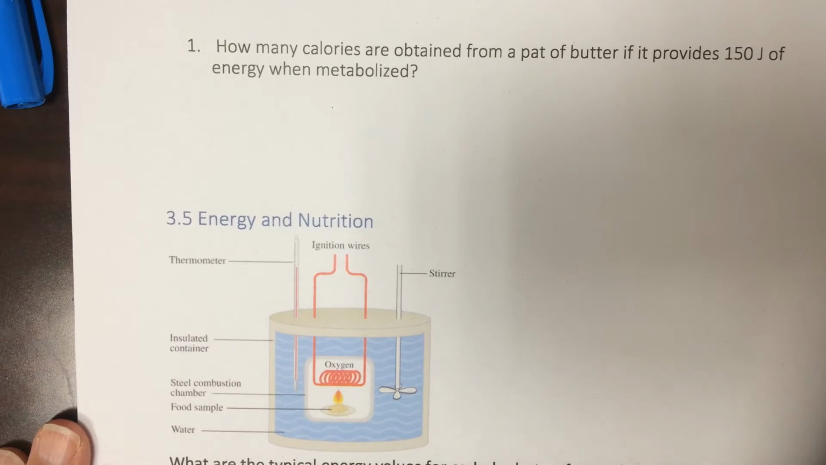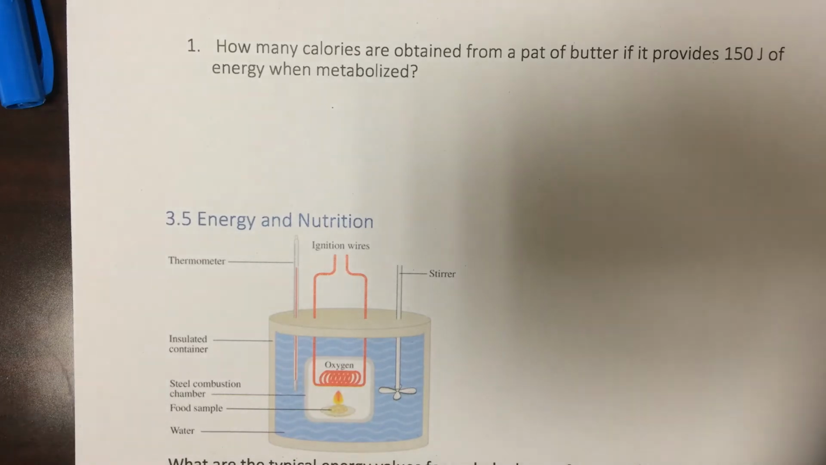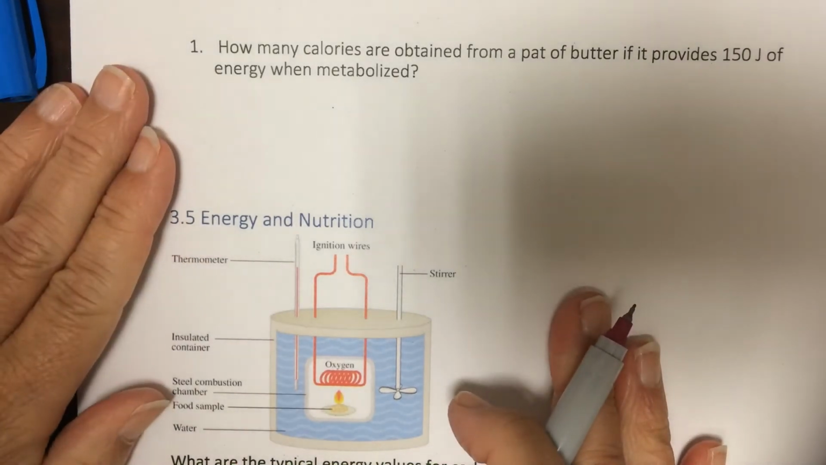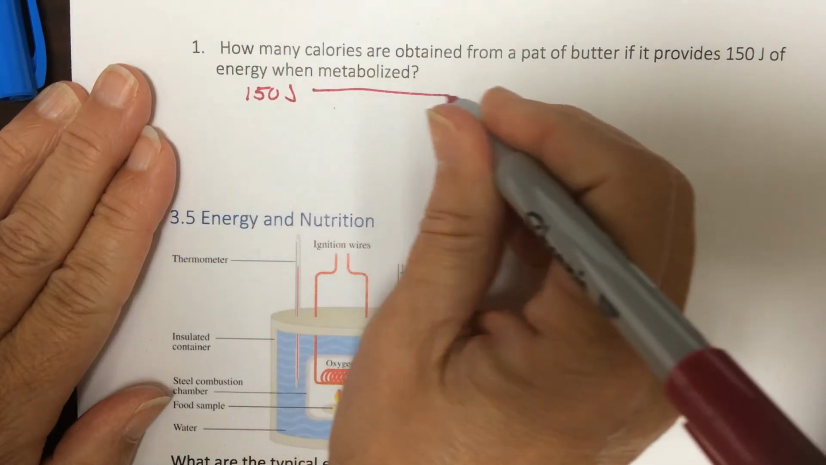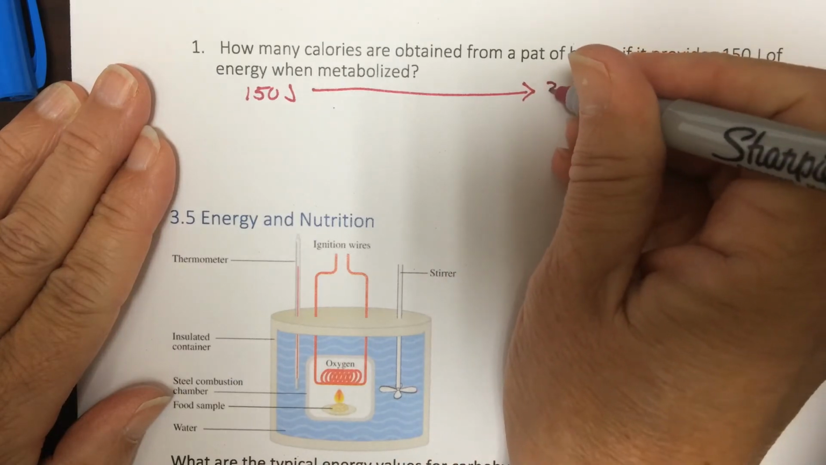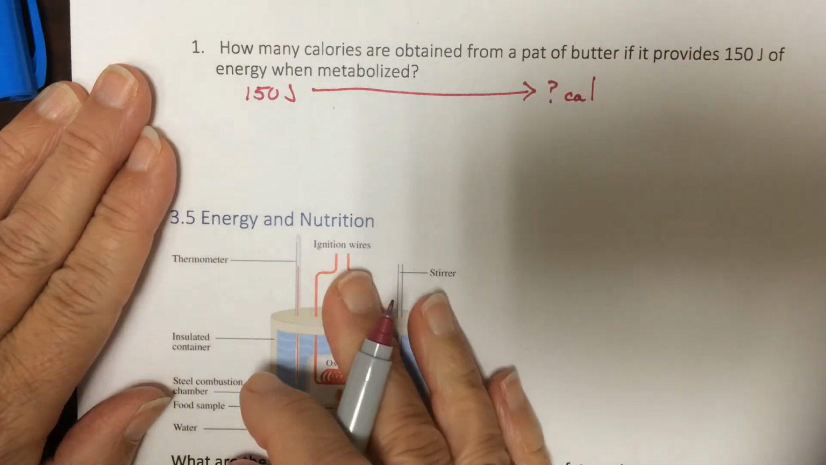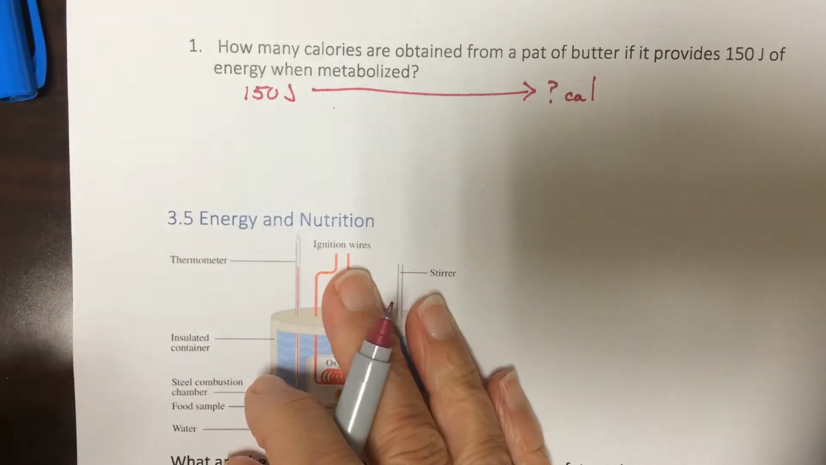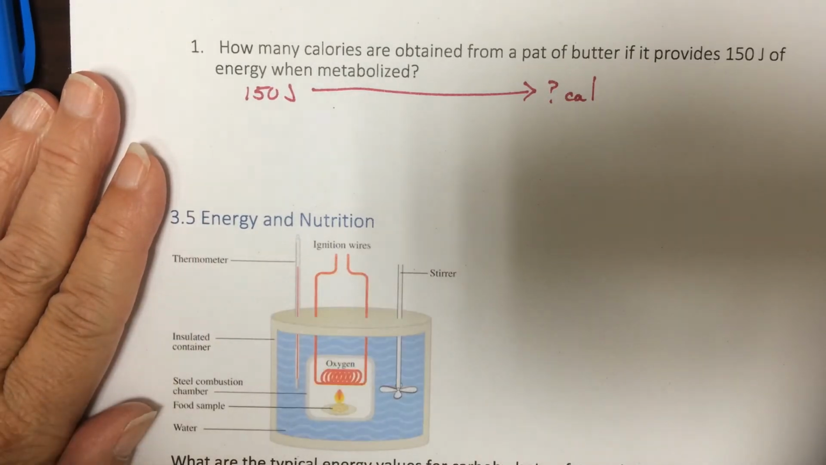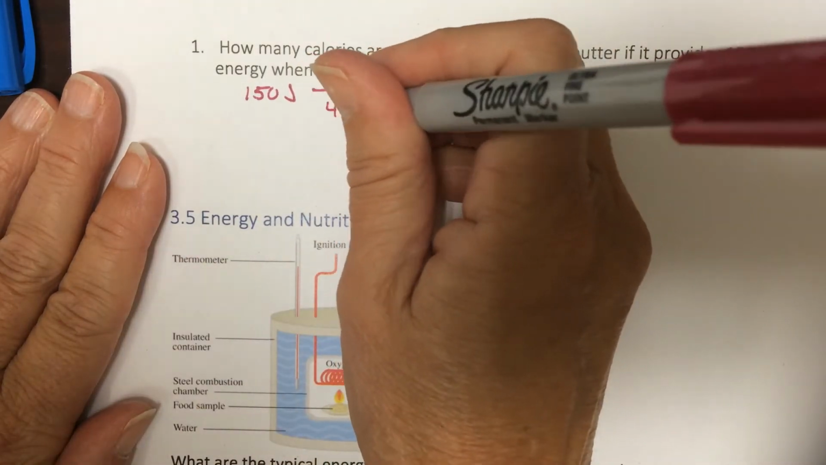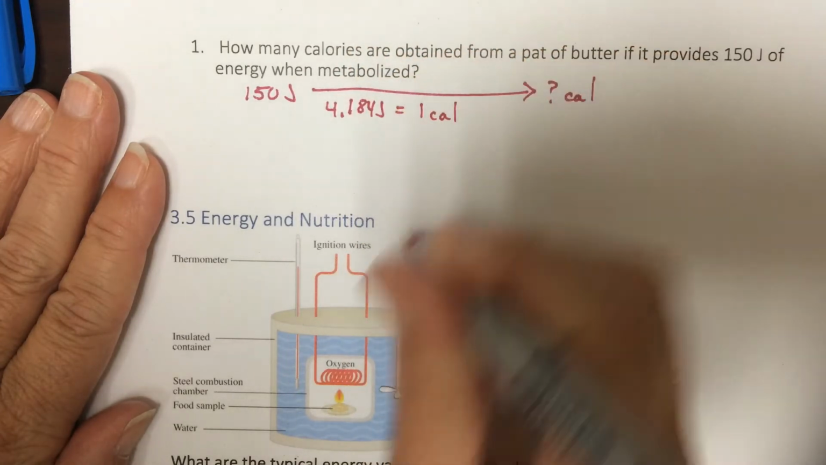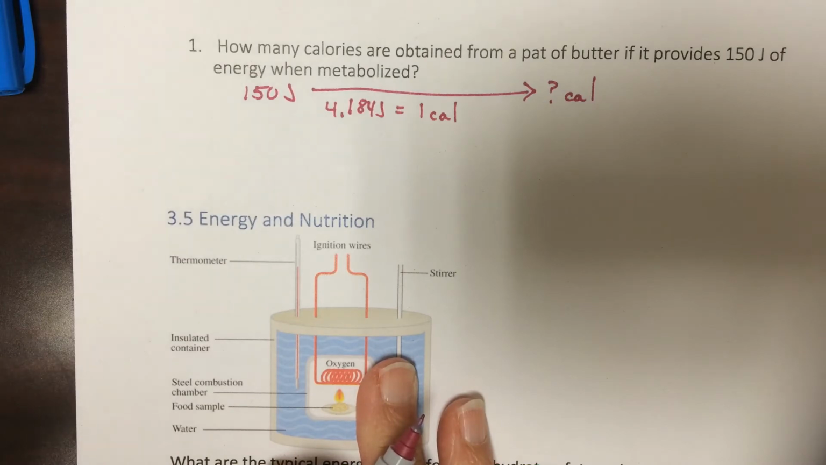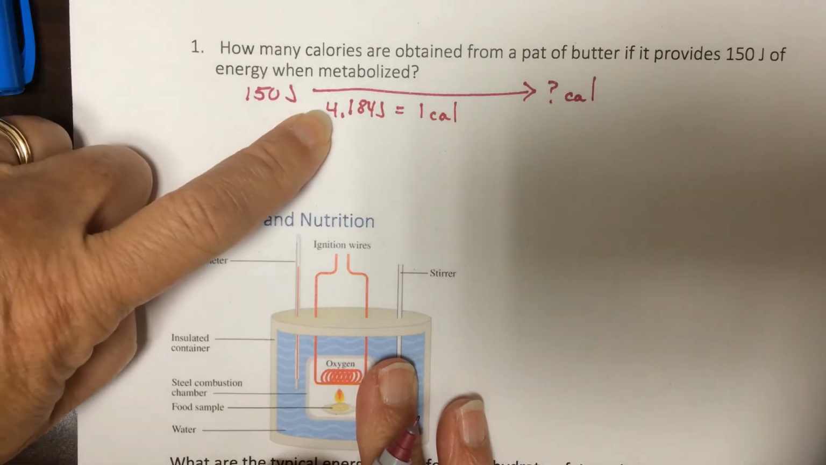How many calories are obtained from a pat of butter if it provides 150 joules of energy? So we have 150 joules. We'd like to know how many calories. On the last page, I gave you the conversion, the equality. 4.184 joules is equal to 1 calorie. That's the equality. We can use that equality to write conversion statements.